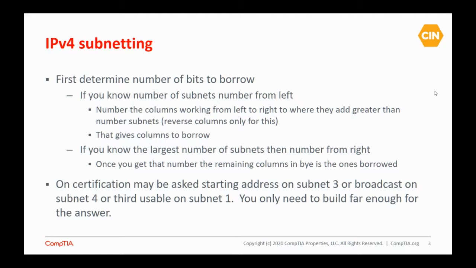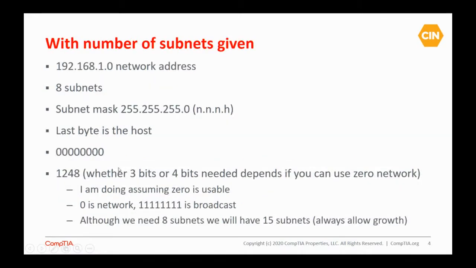On a certification exam, you may be asked what the starting address is on subnet 3 or the broadcast address on subnet 4 and so on. You only need to build the table that we're going to be looking at as far as it's needed. When they're asking about subnet 3 or subnet 1 or subnet 2, you only need to do calculations for that many subnets. You don't have to build the whole table, which could be a bunch of subnets. You just have to build as far as you need to answer the question. That's just a hint for certification purposes. Well, actually for your test purposes too, you could bump into that.